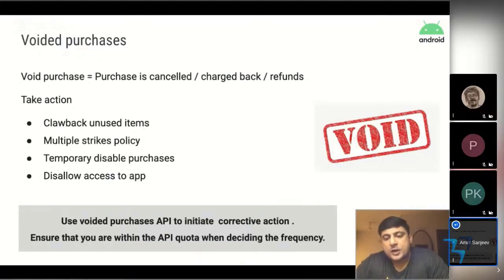There is an API called the voided purchases API, which you can use to initiate corrective action. Ensure that you're always within the API quota, because there is a quota for this. You can't keep calling it too many times. So when you decide the frequency at which you're going to take these sorts of actions, you want to ensure that you take the API quota into consideration.